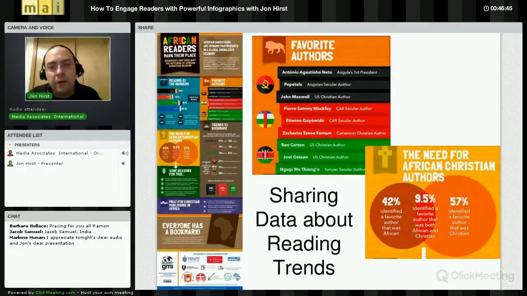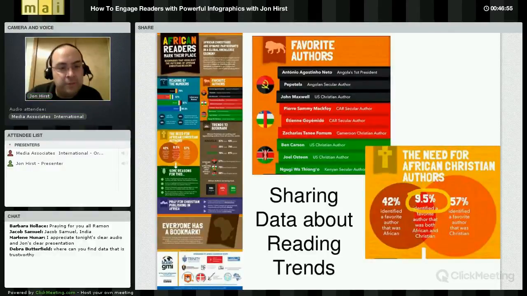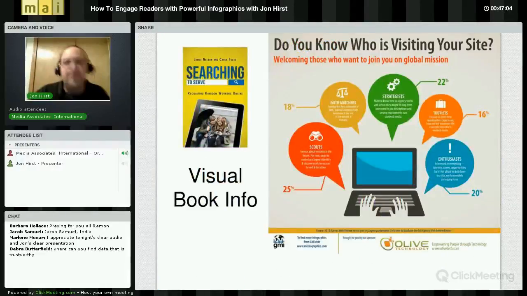57% can identify a favorite author that was Christian, but only 9.5% can identify a favorite author that was both African and Christian. And so this is a great nugget of information to challenge readers with.